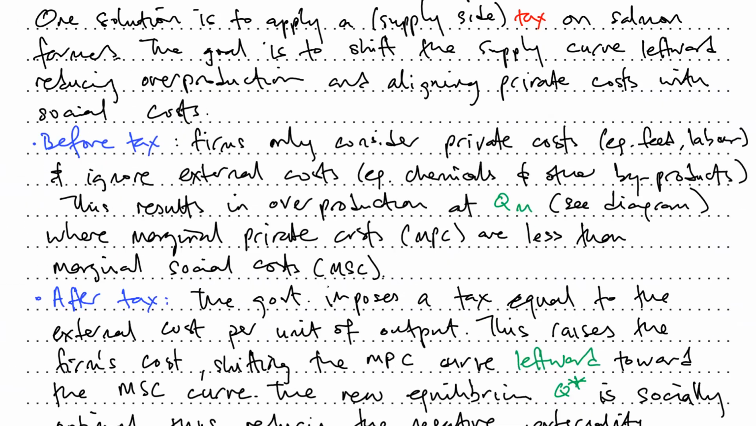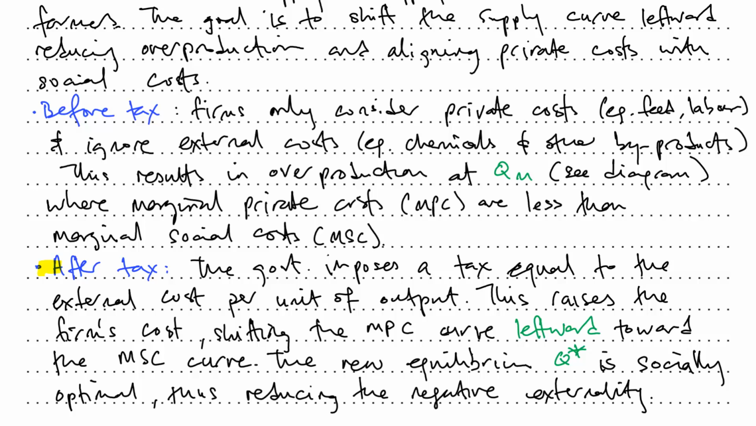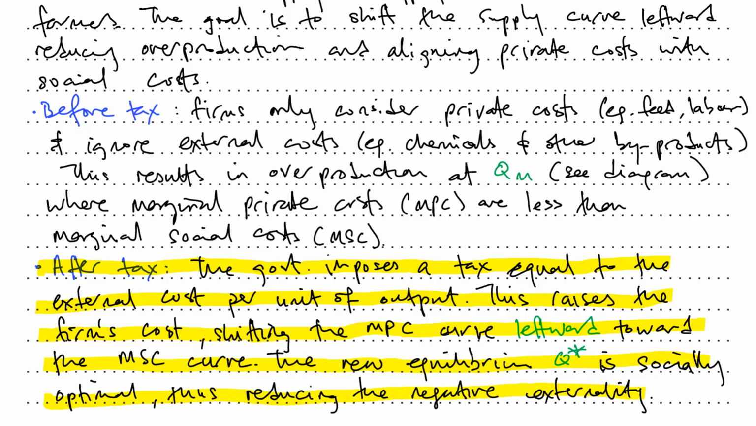So down here, after tax, the government imposes a tax equal to the external cost per unit of output. This raises the firm's cost, shifting the MPC curve leftward toward the MSC curve. The new equilibrium Q star is socially optimal, thus reducing the negative externality. So that's the explanation bit.